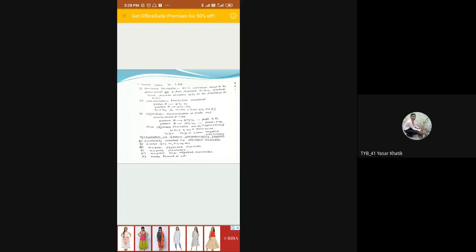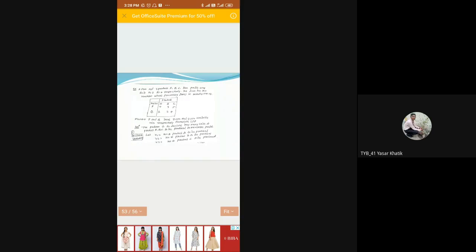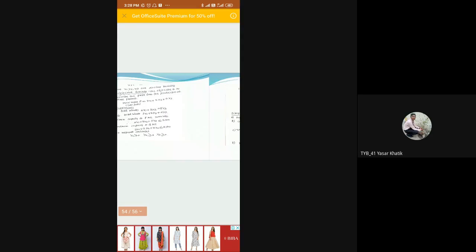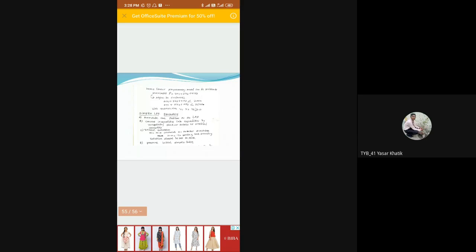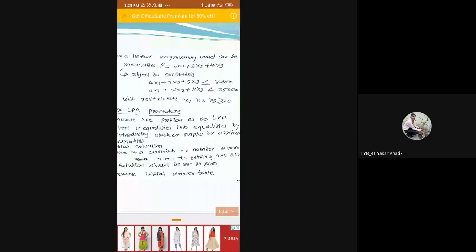Then the decision variable is the quantity, and you convert this into a mathematical relation. Here I have given one example: an industry with profit and processing times related to three products and processing on two machines. In order to get maximum profit, what should be the relation? In the last PPT, I have given this solution. This is the formulation of the problem.